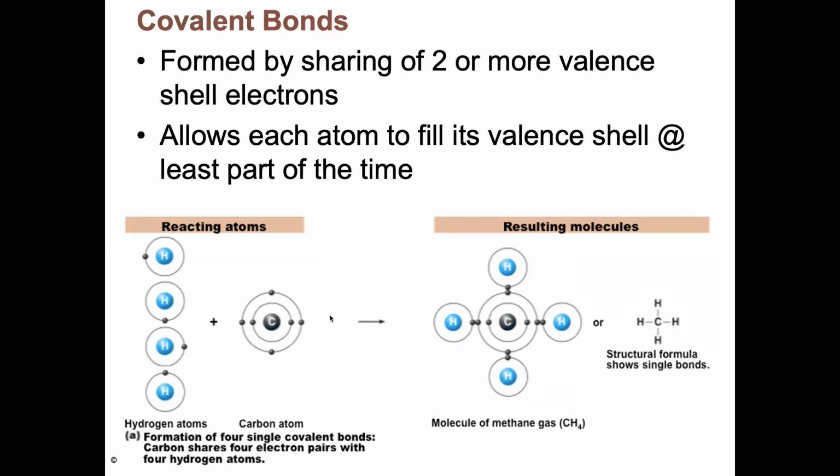Bonds between carbon and hydrogen, okay, are nonpolar covalent bonds. Bonds between identical nonmetals are nonpolar covalent bonds. Everything else that's a covalent bond is going to have some polarity to it, meaning that the molecule is going to have a slightly positive and a slightly negative end to it.